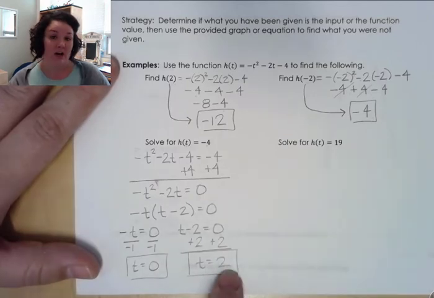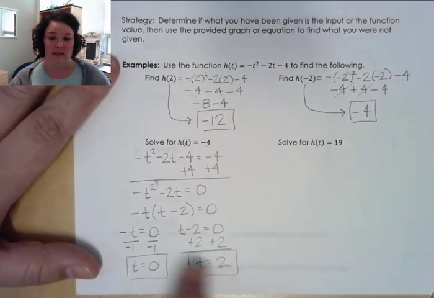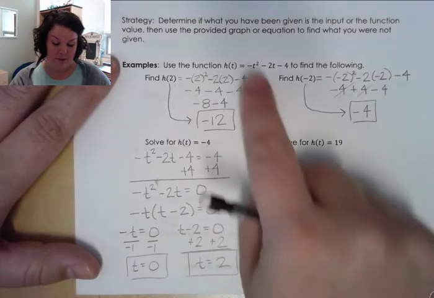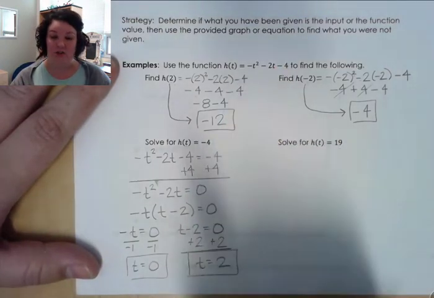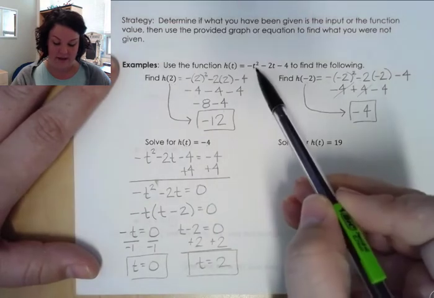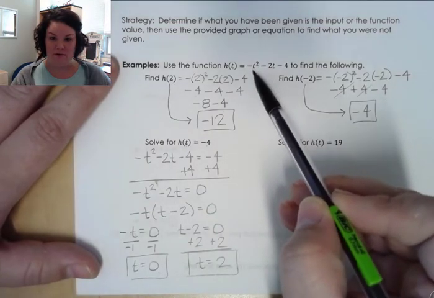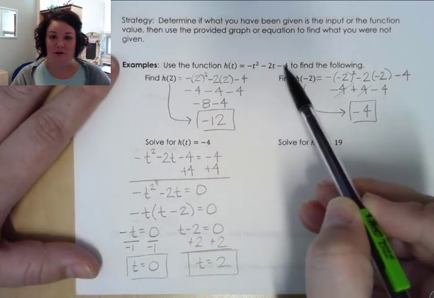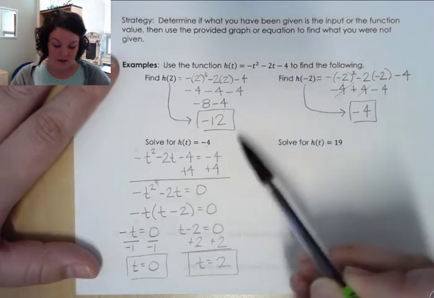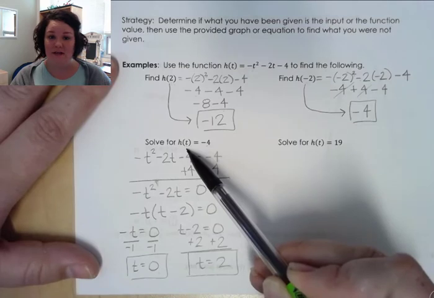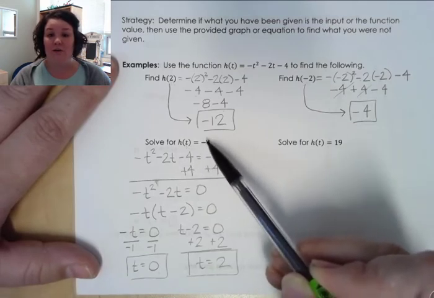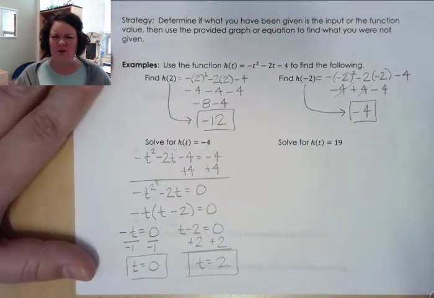Now, if you want to check your answers, you can take the two solutions you got and plug them back into your function. Here we'll check 0. If I plug 0 back in here, that term becomes 0, that term becomes 0, and I'm just left with a -4. So we know we solved it correctly because we were trying to find the t values that make our function equal -4. Do you see the difference?